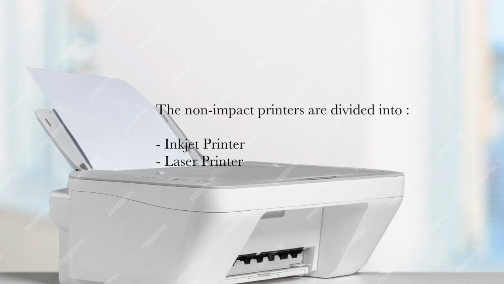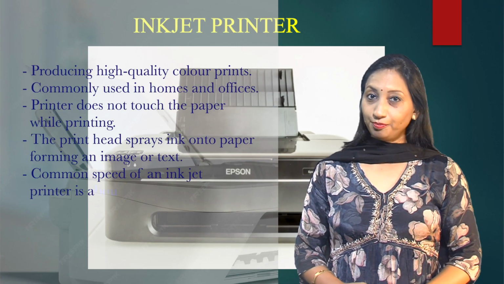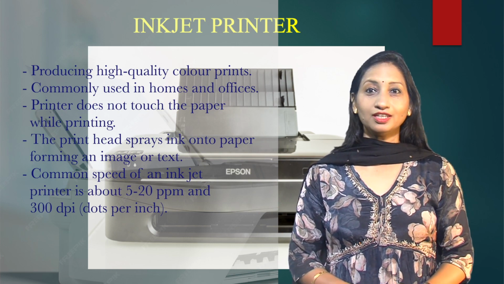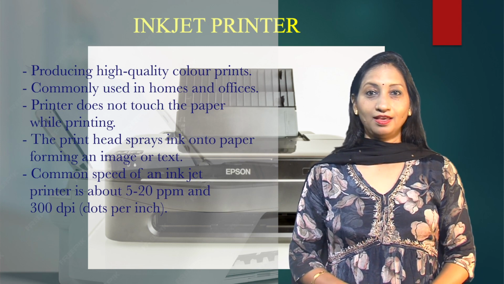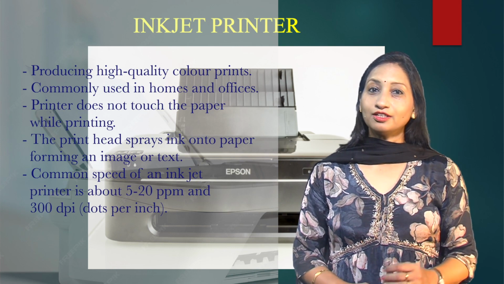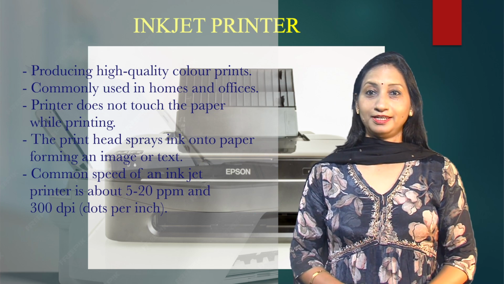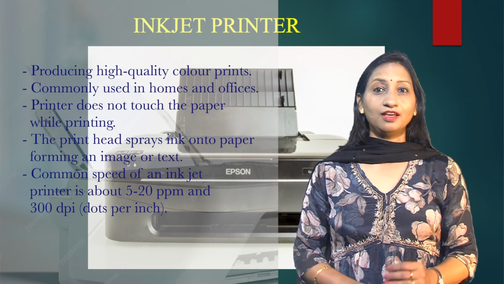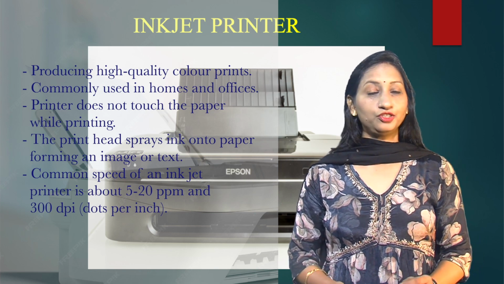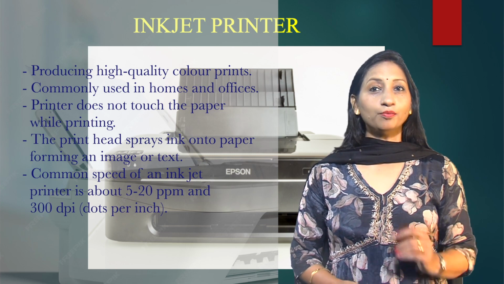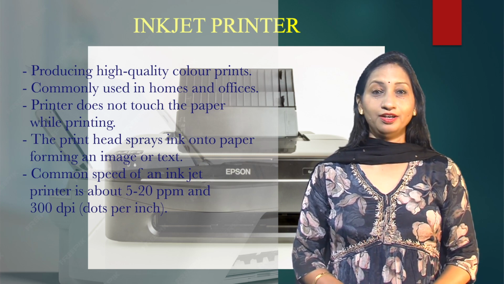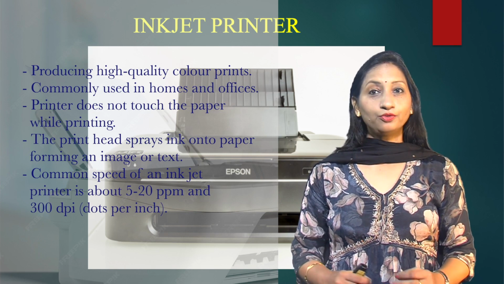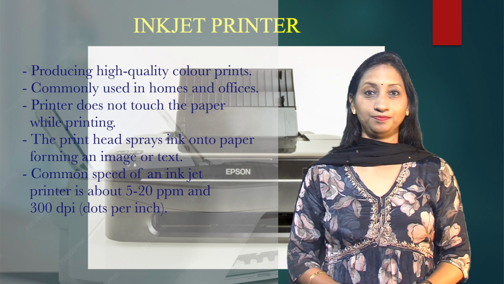The next category, that is the non-impact printers, commonly used are inkjet printer and the other is laser printer. The inkjet printers are popular for producing high quality color prints and are commonly used in homes and offices. This non-impact printer does not touch the paper while printing. Instead, the print head sprays inks onto paper, forming an image or text. The common speed of an inkjet printer is about 5 to 20 pages per minute and 300 dots per inch.